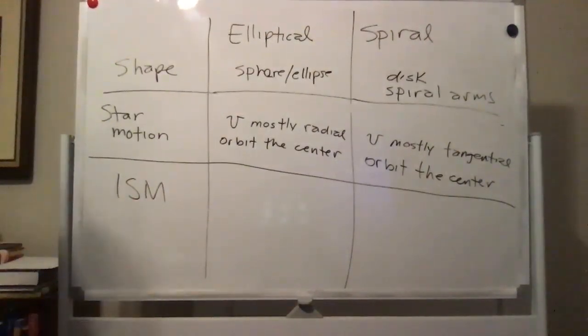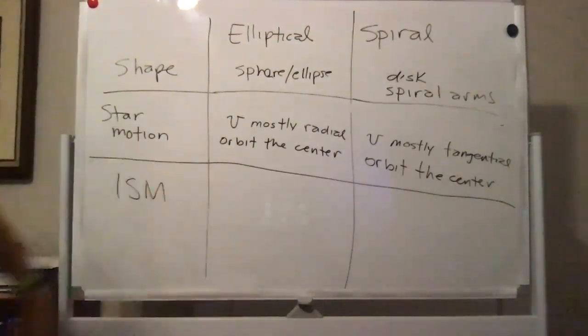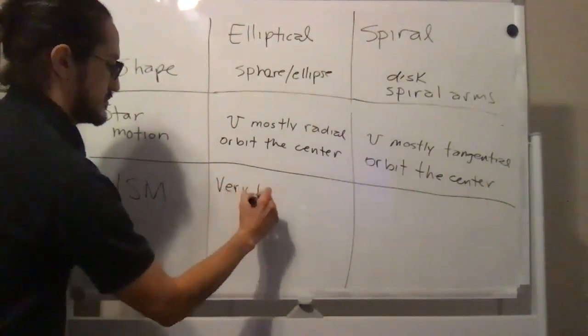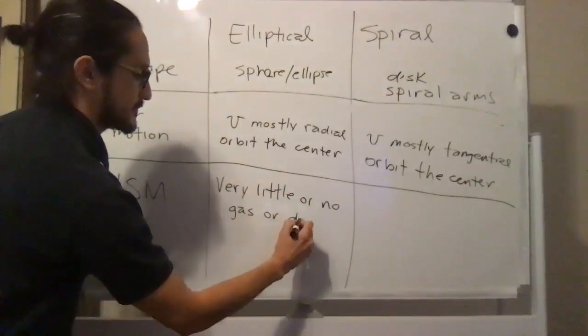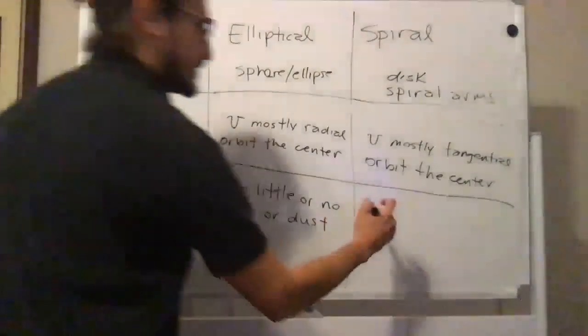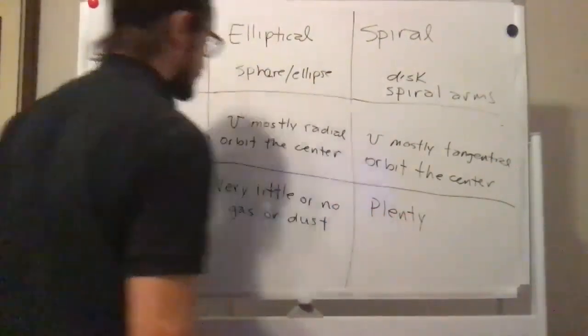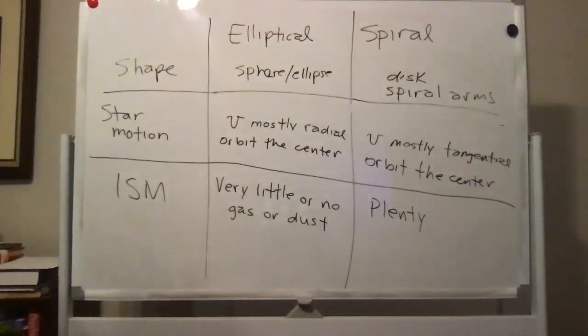A very important characteristic that separates the elliptical and the spiral galaxies is that elliptical galaxies have very little or even no gas or dust. And the spiral galaxies have plenty. So what are the consequences of these? The elliptical having very little gas? For example, in terms of star formation.